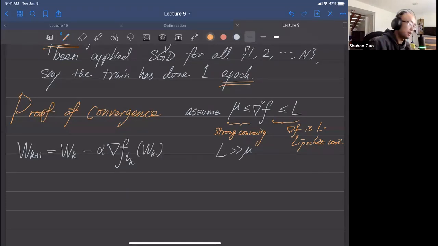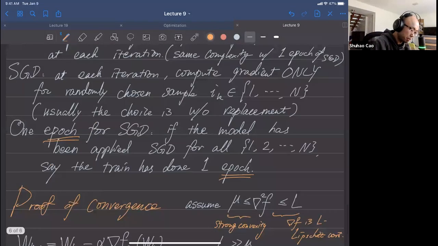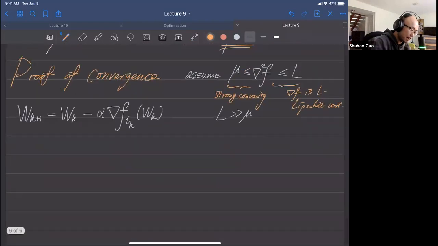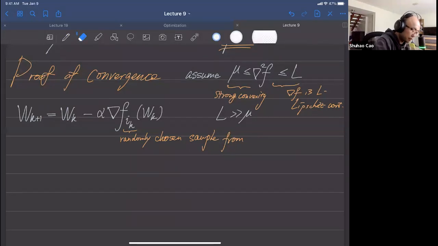This i_k right here, so let's recall the definition of f sub i. f sub i is the element-wise loss function for the ith sample. So let me scroll up, yeah, right here. f sub i of w is the element-wise loss function for the ith sample. If we have a sub i_k here, it means this i_k is a randomly chosen sample, from 1 to I.